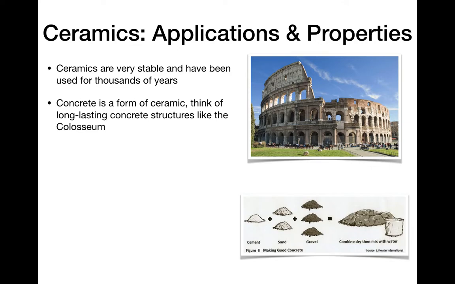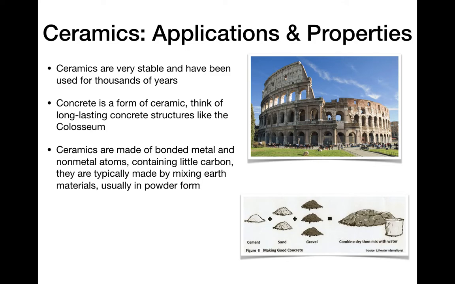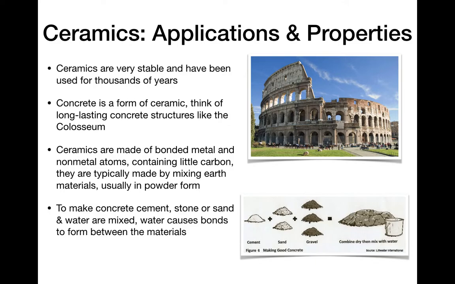So ceramics are very strong materials. They're made from bonded metal and non-metal atoms, but they don't contain a lot of carbon, and they're usually made by mixing different earth materials, usually in powder form, and then we add water and heat to help cement the bonds. For example, you make concrete by taking cement, sand, and stone or gravel, combining them, and then mixing with water. The water causes the materials to get close to each other, and when the water evaporates with heat, it creates the bonds between the different materials.